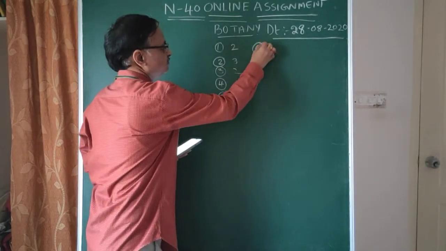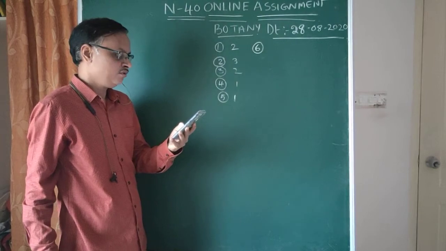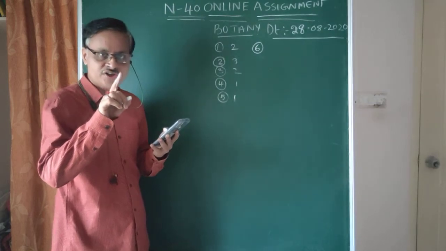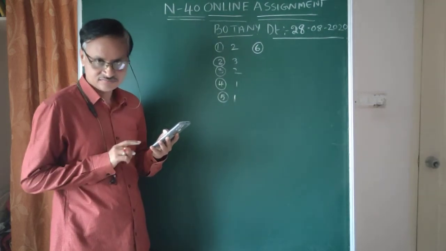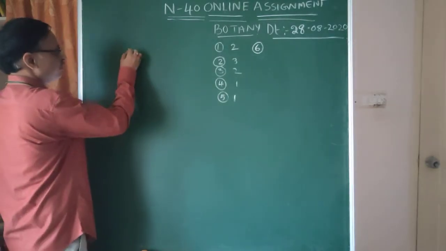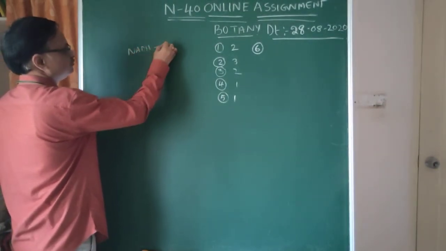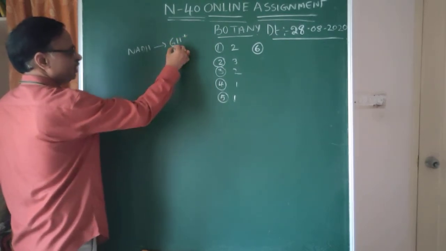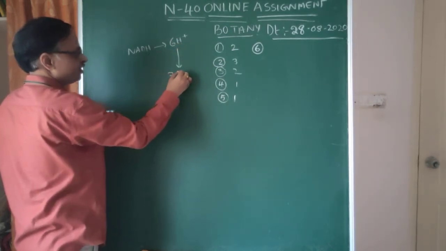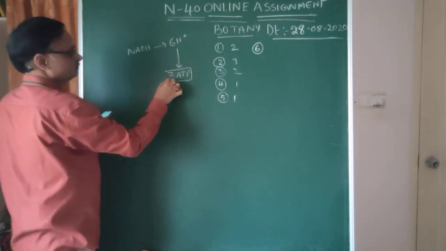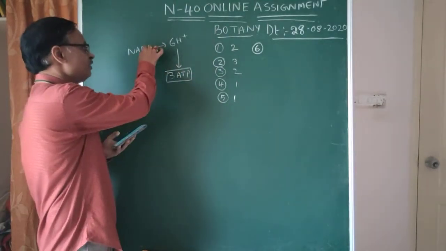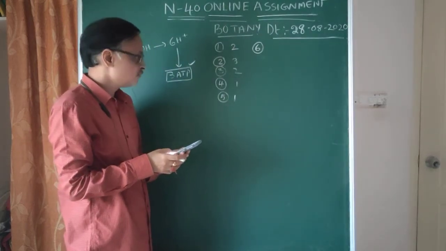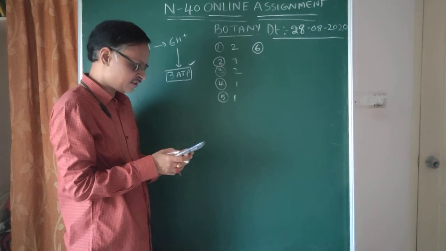Students, sixth question. How many ATP are obtained from one NADH? One NADH is oxidized during the ETS. Because of this oxidation of NADH, a total 6H plus gradient is developed across the membrane. With the help of the 6H plus gradient, 3 ATP are produced. How many ATP are produced with the help of this NADH oxidation? Students, 3 ATP. So for the sixth question, the right option is the third option, 3 ATP.